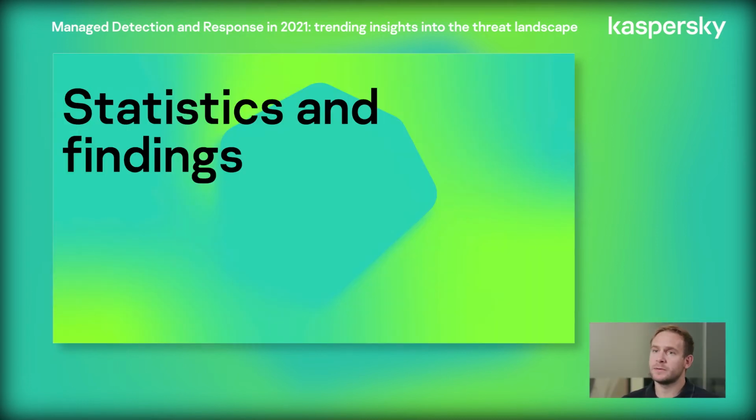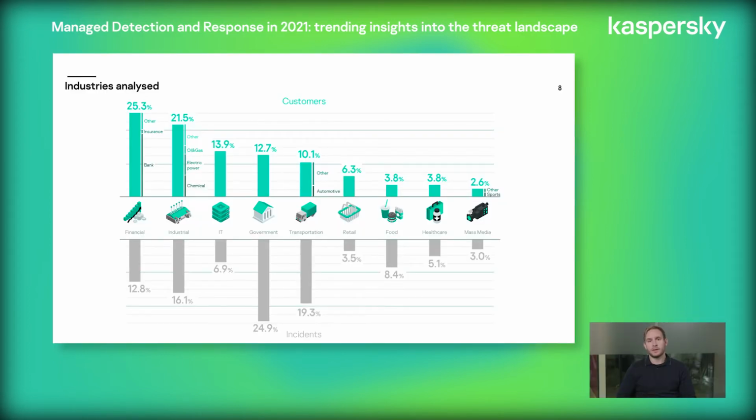So let's move on now to our statistics and findings. We've learned a little bit about how our managed detection and response internals work. Now let's dive more into our findings. If we look at the industries analysed, our MDR service is used in almost all industry verticals. The green bars show the number of customers and the grey bars reflect the number of reported incidents.